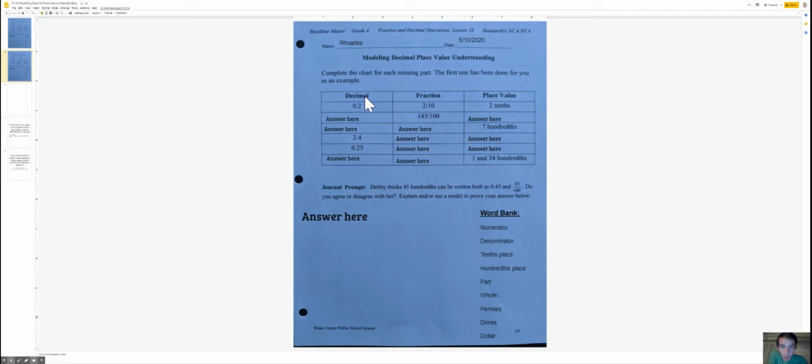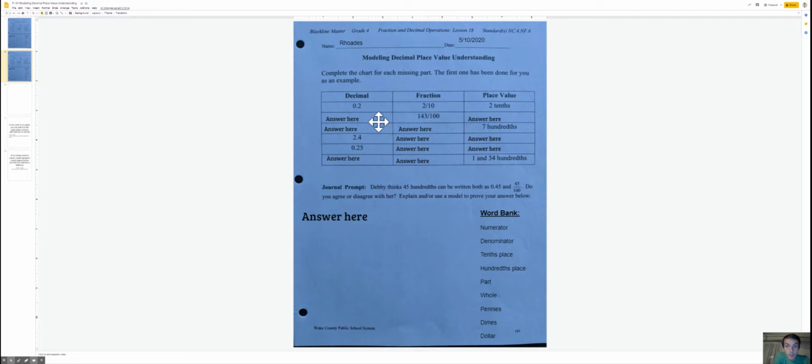So we're going to look here at our example first. The first decimal that they use is 0.2. The fraction is 2 over 10, and they are both pronounced as 2/10 in their place value form. Okay? Now, looking down below, you see right here that this is an improper fraction, just like we remember when we were in school. This is an improper fraction because the numerator is greater than the denominator. 143 is greater than 100.